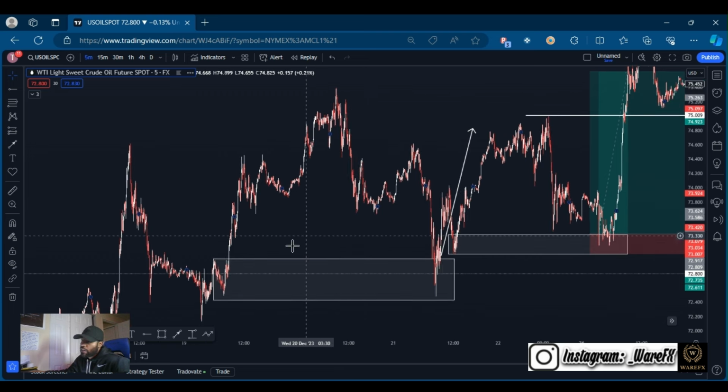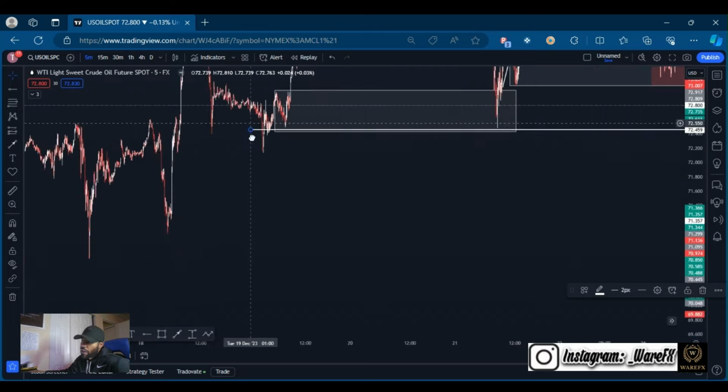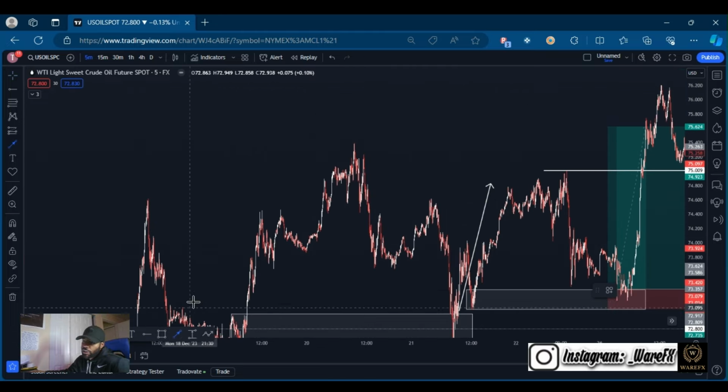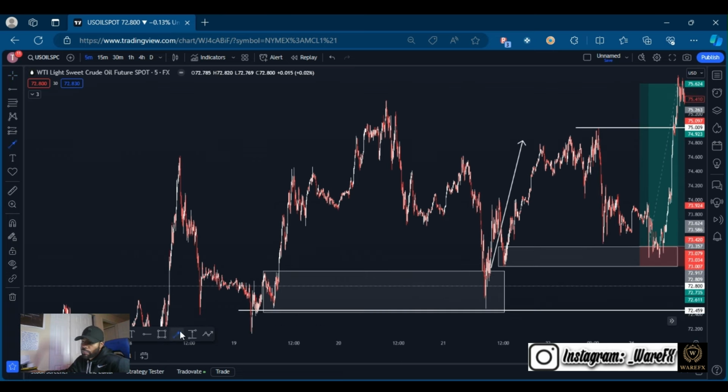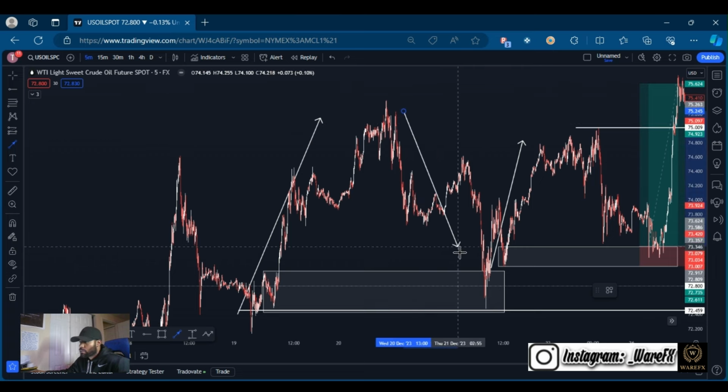Here's an example of a demand that you took, boom, and created another demand that you could have taken again. So again, we have heavy buying. Screen's going crazy. My fault. We got heavy buying from here. Boom. Price came back to our zone here.